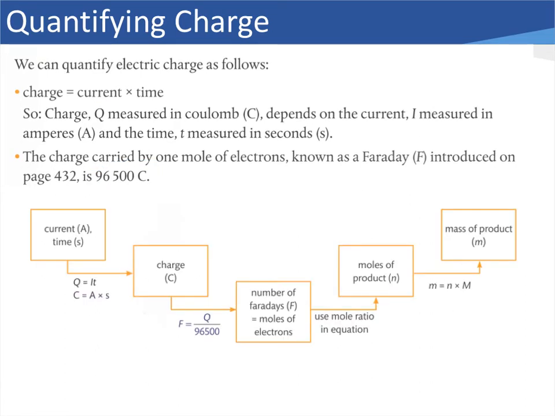So in this scenario, if I know the current and I know the time, I can figure out the charge, so like the total number of electrons that have been transferred. If I know the charge and I divide by Faraday's constant, I can figure out the number of moles of electrons. This is essentially the charge per mole. If I know the number of moles of electrons, I can figure out how many moles of product would be produced. And from that, I can figure out the mass of the product.